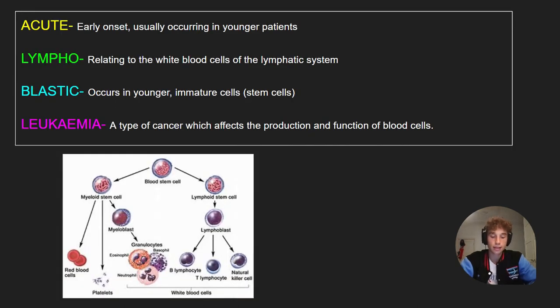So acute lymphoblastic leukemia is a blood cancer. Acute, in medical terms, means early onset, recent onset, or occurring in younger patients. Lymph relates to the stem lymphoid cells, white blood cells, that essentially have a malfunction that keeps them at the blastic stage. This means the cancer occurs in younger, more immature cells, and they lose their ability to differentiate into their respective roles as white blood cells, but they retain their ability to replicate.